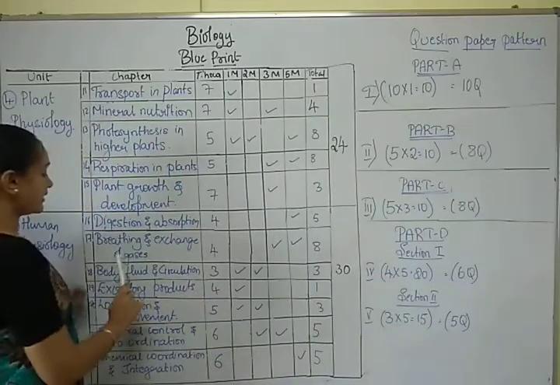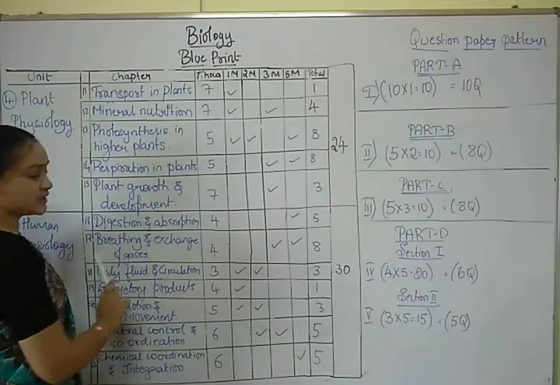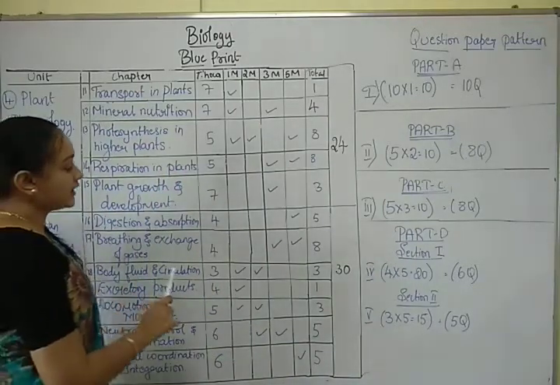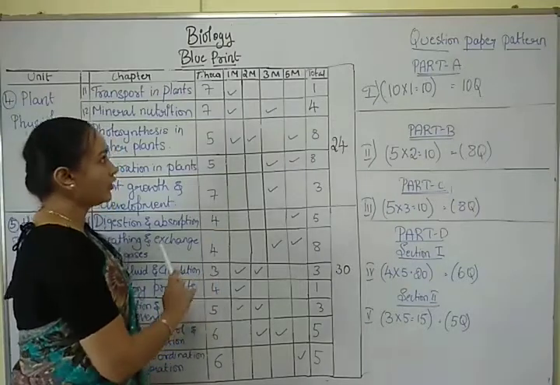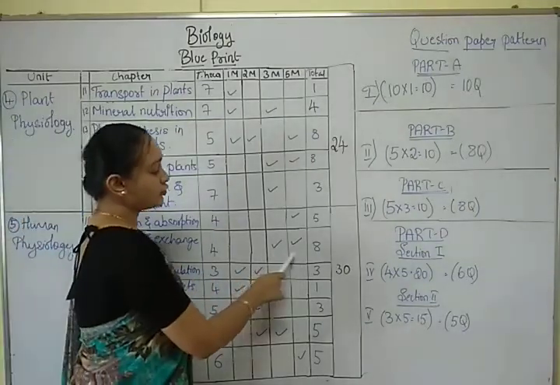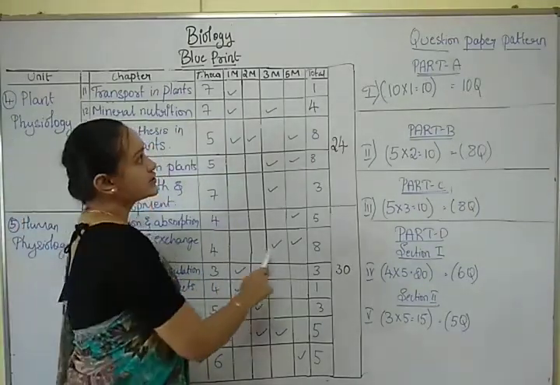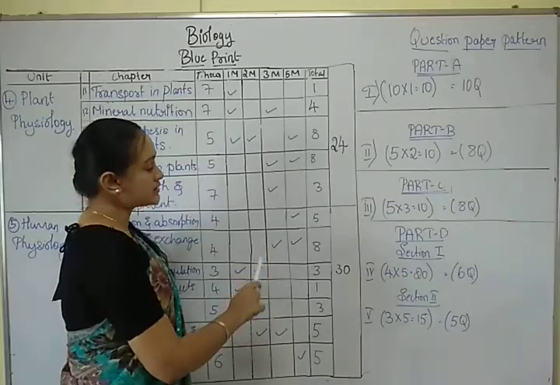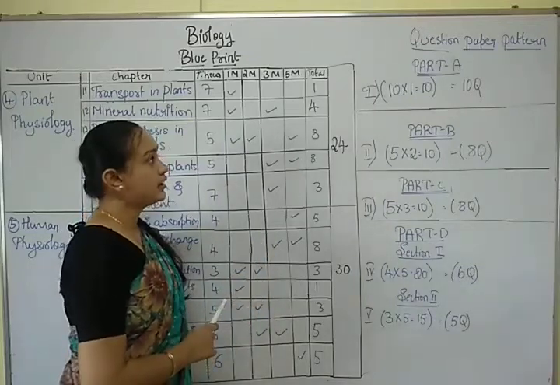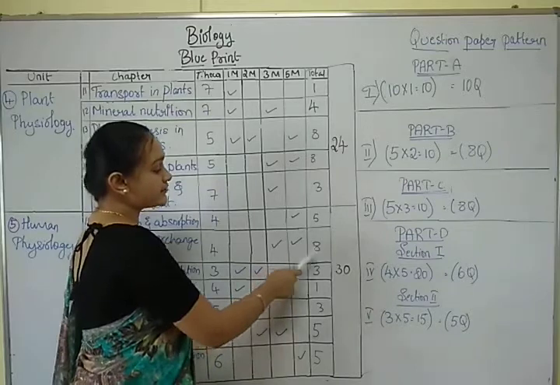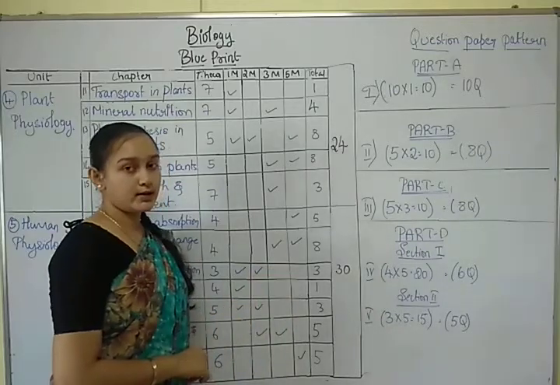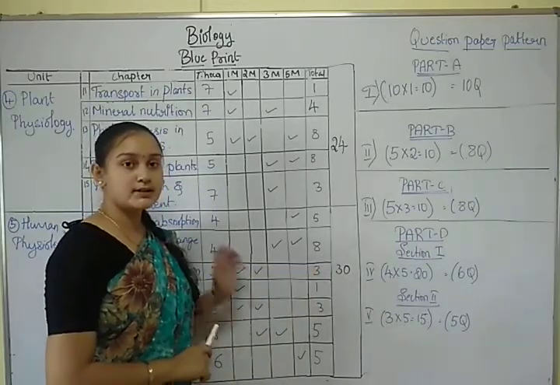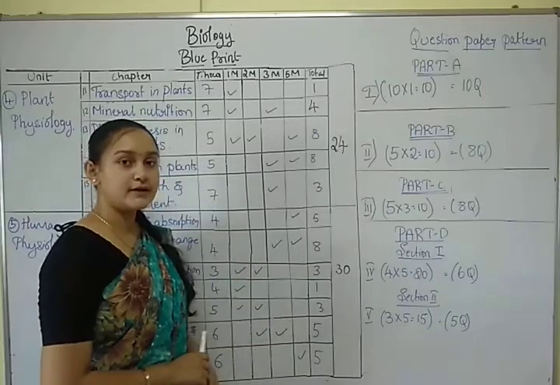The next chapter is breathing and exchange of gases. The number of teaching hours is 4. Here 2 questions will be asked: 1 question for 3 marks and another question for 5 marks. So 3 plus 5, total 8 marks. This chapter's weightage is 8 marks.